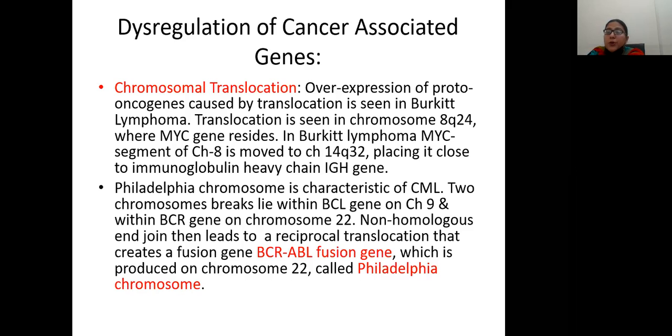It is given in your book Robbins in the chapter of Neoplasia that the chromosomal translocation is seen in Burkitt lymphoma. And the translocation is seen in chromosome 8 to 14 where the MYC gene resides. Okay? So in Burkitt lymphoma, there is a role of a MYC gene. And the translocation between 9 and 22 is seen in case of a CML, chronic myeloid leukemia. There is a translocation between chromosome 9 and chromosome 22. There is a BCR-ABL fusion.